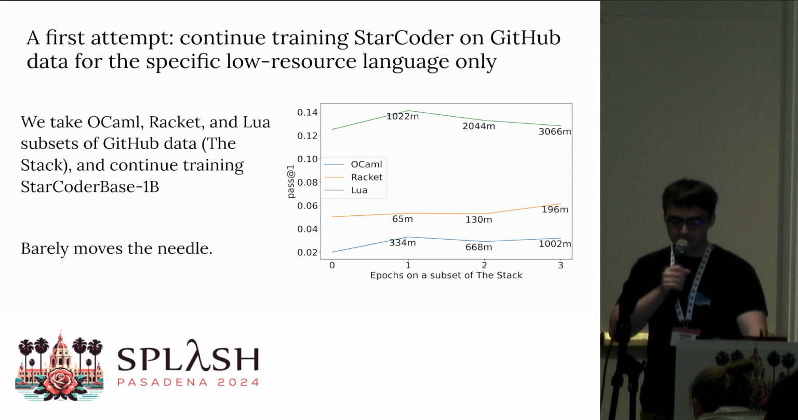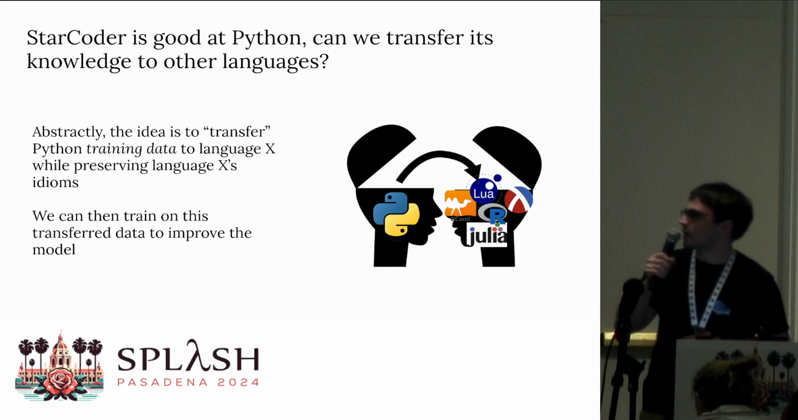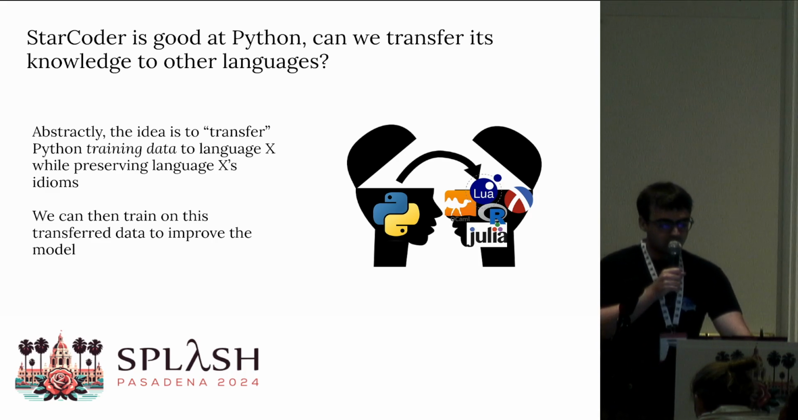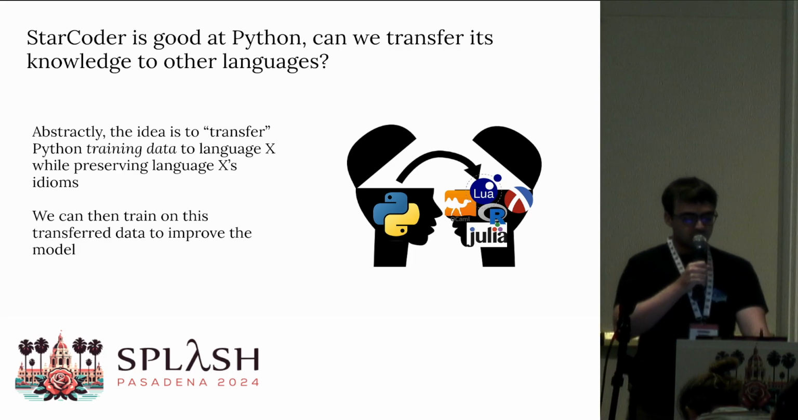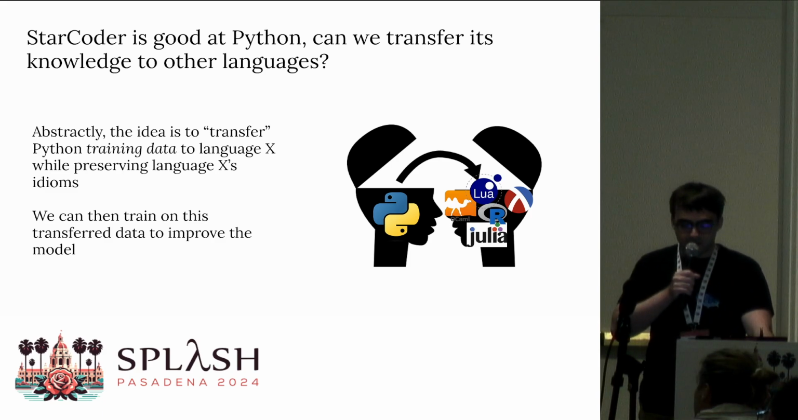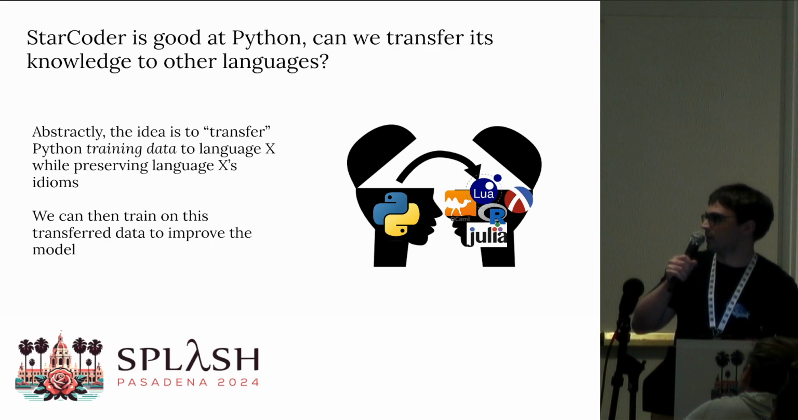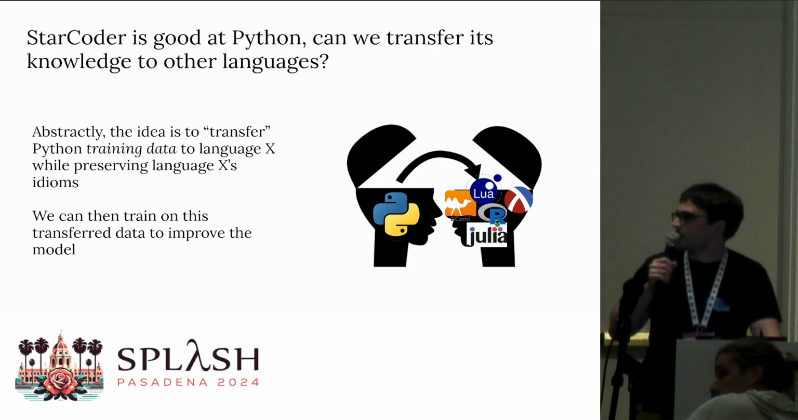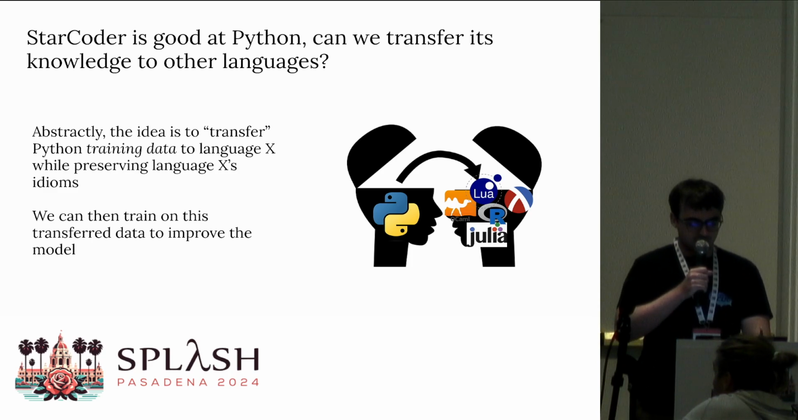Well, what we do is we are going to generate some data. Because StarCoder is quite good at Python, can we transfer this knowledge to other languages? The idea is that we can transfer Python training data to a language X while preserving language X's idioms. And it's important that we don't use transpilers themselves to do this, because typically transpilers produce code that looks quite unidiomatic despite working. So what we're going to do is actually use the language model itself.